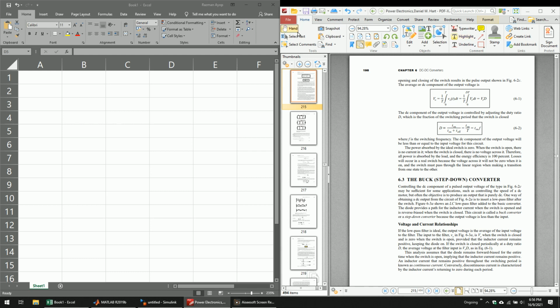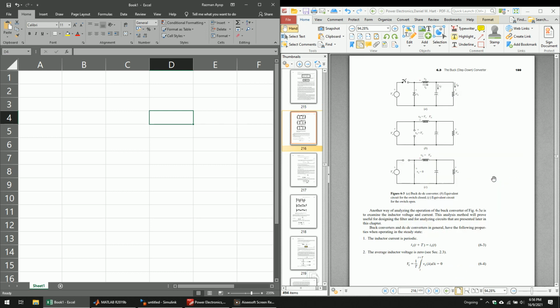Hello. I will show you how to design a buck converter and then simulate the buck converter. If you have the textbook, you have to look at the equations. The important ones are only three for the buck converter.